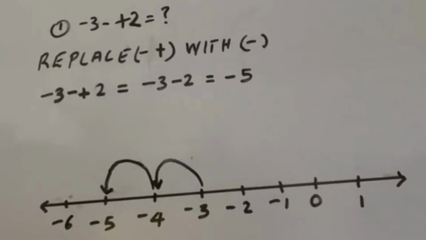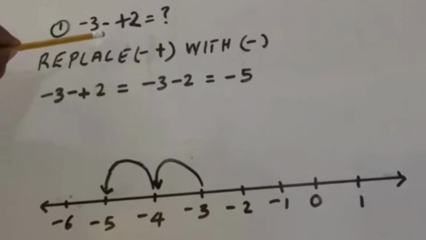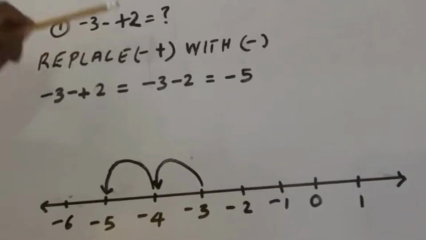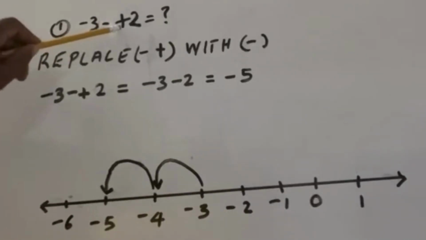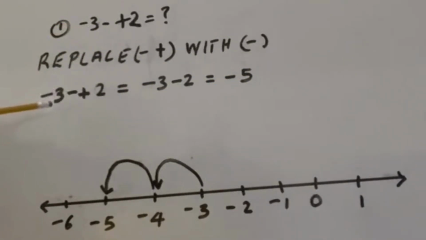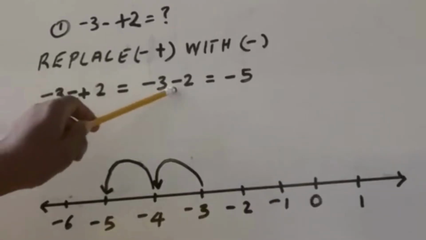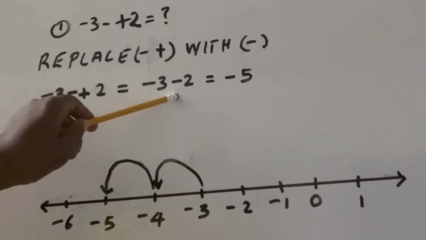Let's look at another example. Here we have negative 3 minus positive 2. Again, let's go to our sign rules. The signs here are different. One is negative and the other is positive. So it says we should subtract if the signs are different. So we can therefore replace the negative and the positive with a single negative. So rewriting our question, negative 3 minus positive 2 is equal to negative 3 minus 2, because we have replaced our negative and positive signs with a single negative sign.